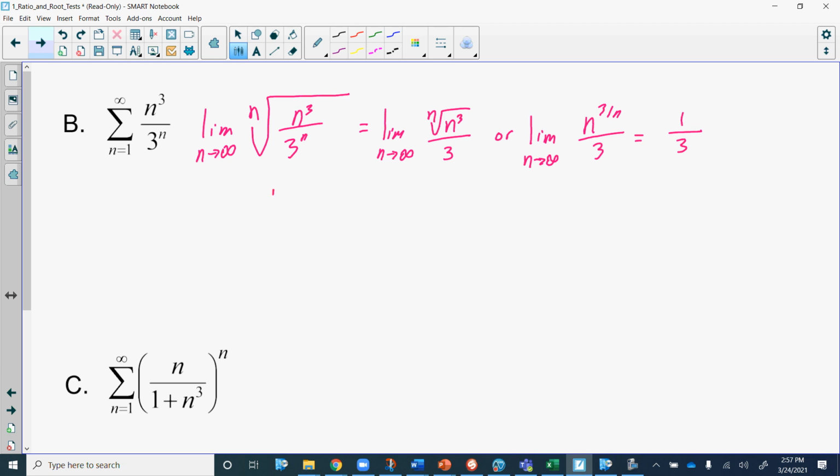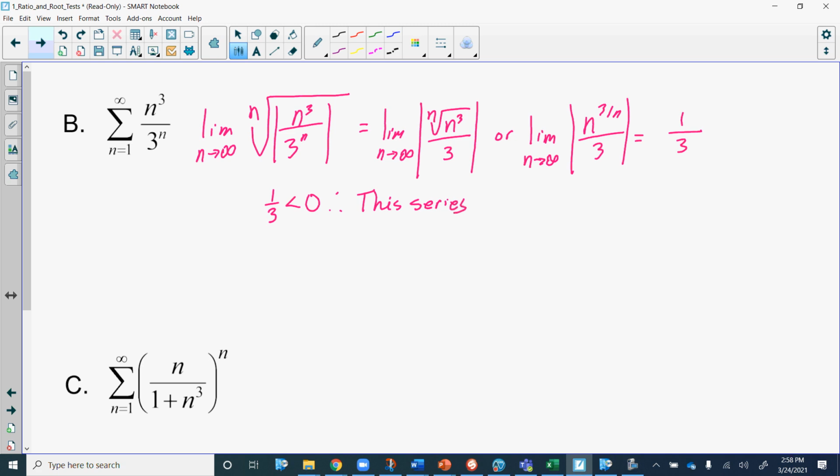In this case, because 1/3 is less than 1, therefore I can say this series, and I forgot my absolute value stuff there. Absolute value, absolute value.